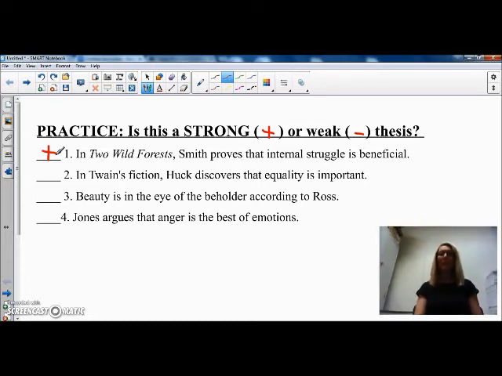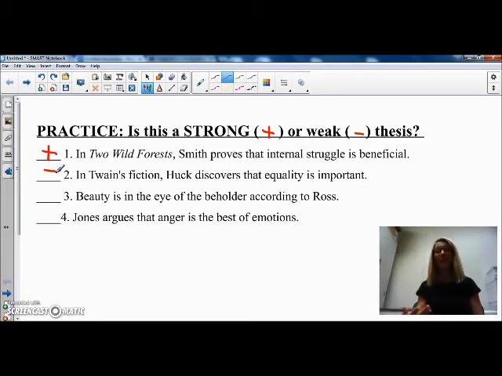Number 2, in Twain's fiction, Huck discovers that equality is important. Take 3 seconds, think to yourself, is it positive or negative, strong or weak? You're right if you actually said this is a weak thesis, a minus. There are many reasons why, but first of all, Huck is going to be a character's name, right? And we can't use characters' names because a thesis statement must be universal. It can't just apply to Huck. He's just a character in a book. It has to apply to all of us.